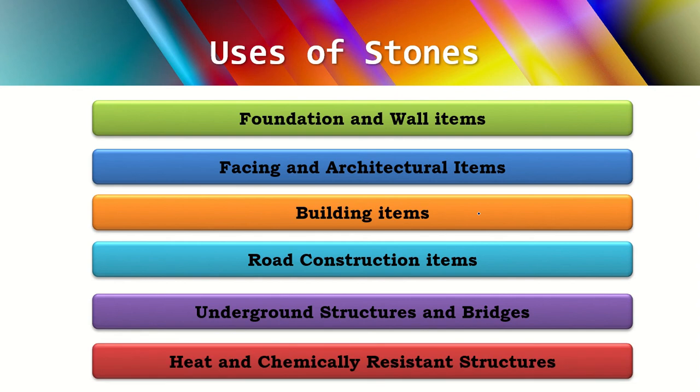Next is heat and chemically resistant structures or heat and chemical resistant items. So these are generally manufactured from non-weathered rocks, and you have to choose the stones or rocks in such a way that they resist high temperature attacks, and they also resist sulfate and acid attacks, which means chemical attacks. You have to be careful. So generally limestones, marble, and magnesite, they show very good resistance towards alkali attacks.